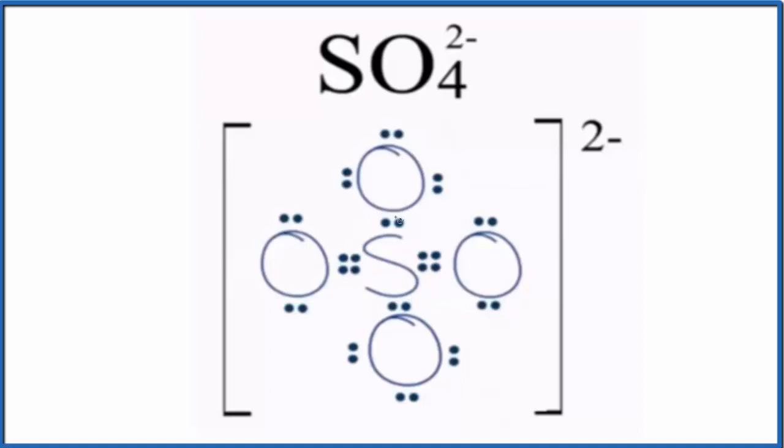For oxygens, this oxygen with the single bond has 1, 2, 3 lone pairs, just like this oxygen down here with the single bond. The double bonded oxygen has 1, 2 lone pairs. So this one's the same over here. So that's how you find the number of lone pairs, also called unbonded pairs of electrons, for the sulfate ion, SO4 2-.